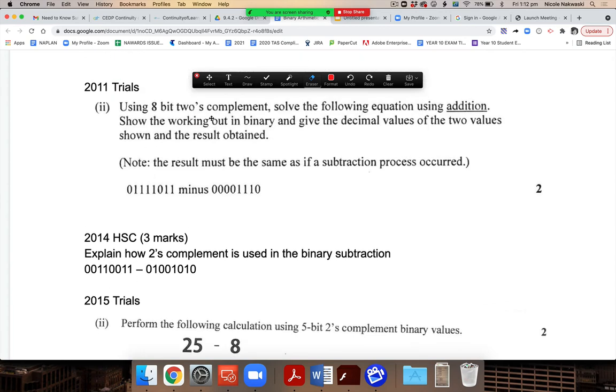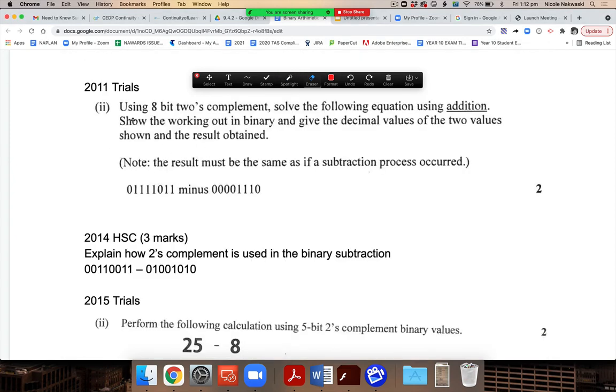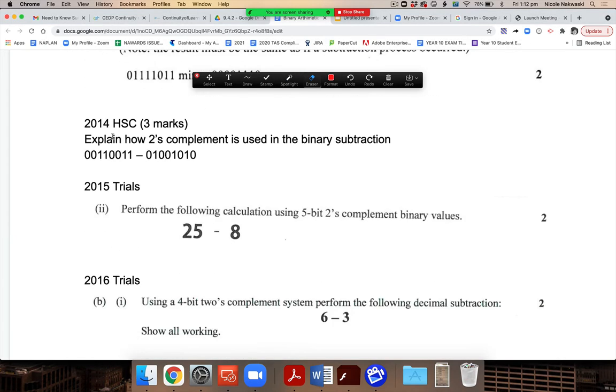Okay, let's start with the 2011 trials one first. Actually, no, I'm going to skip that. You guys can do that question as an example. I'm going to do this because it has an explain on it, and I want to show you how I would give an explanation. Okay, so this is my number.